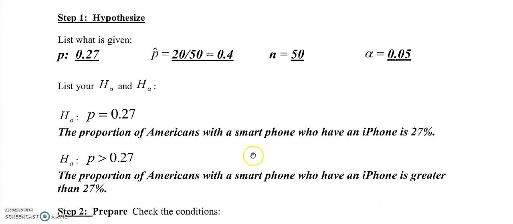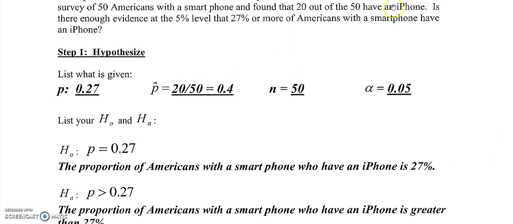So our H0 is P equals 0.27. The proportion of Americans with a smartphone who have an iPhone is 27%. HA is P is greater than 0.27. So a couple little comments here. First of all, it's greater than because in the problem it says 27% or more.